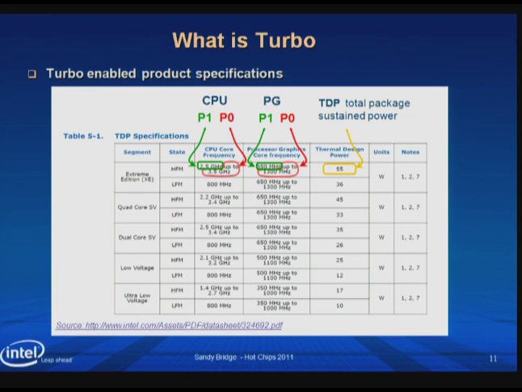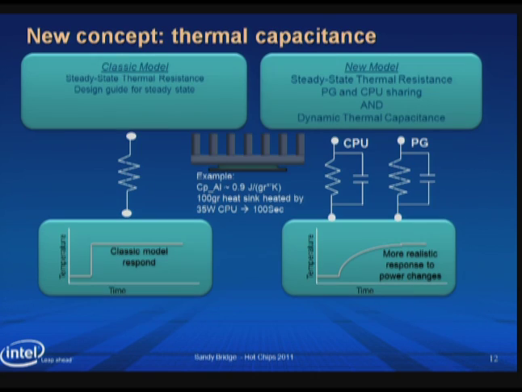This is how it looks on the specification sheet. You can see that, for instance, the extreme edition part, we defined it as 2.5 gigahertz up to 3.5. That means the guaranteed frequency at worst case would be 2.5, but we have an extra gigahertz of turbo opportunity that we can run the CPU at when there is headroom available. Same for the graphics. The graphics nominal frequency here is 650, and it can run almost twice as fast when headroom is available.